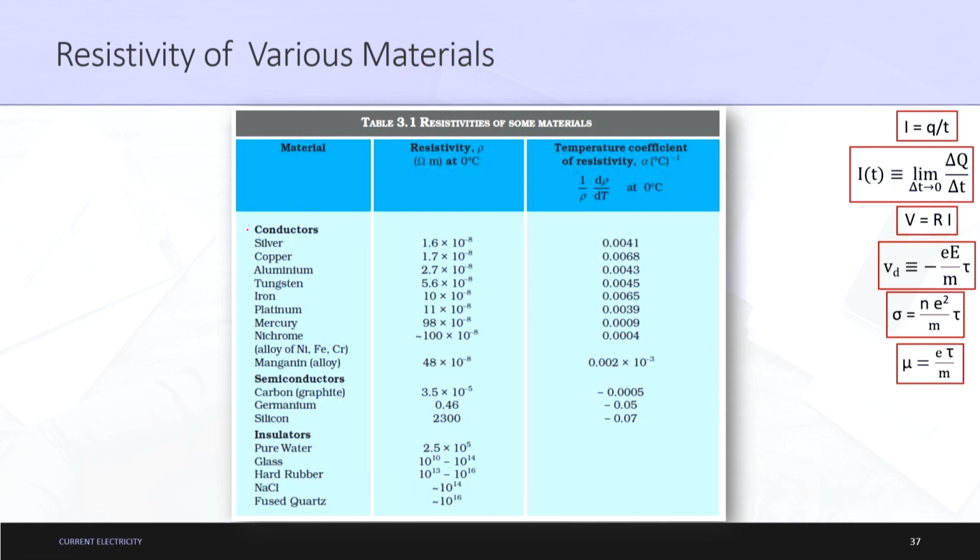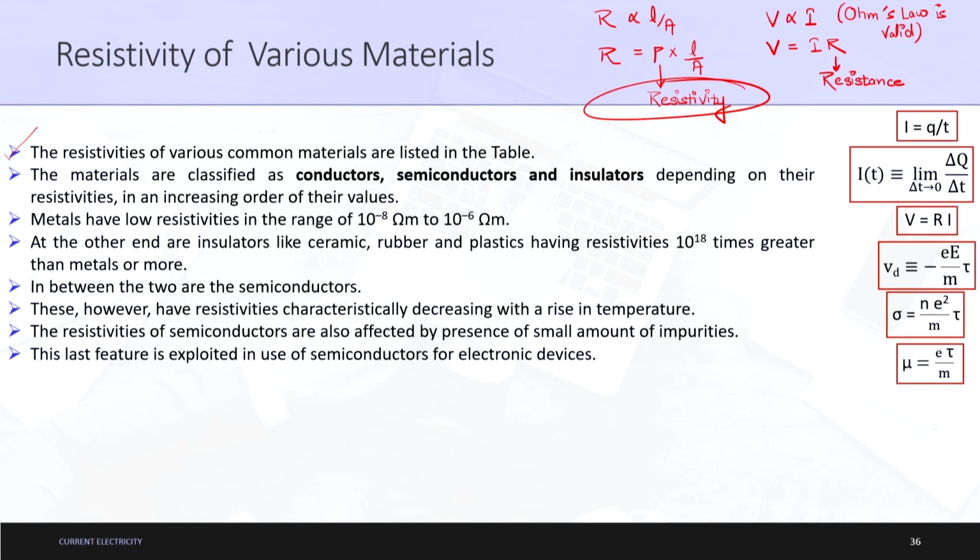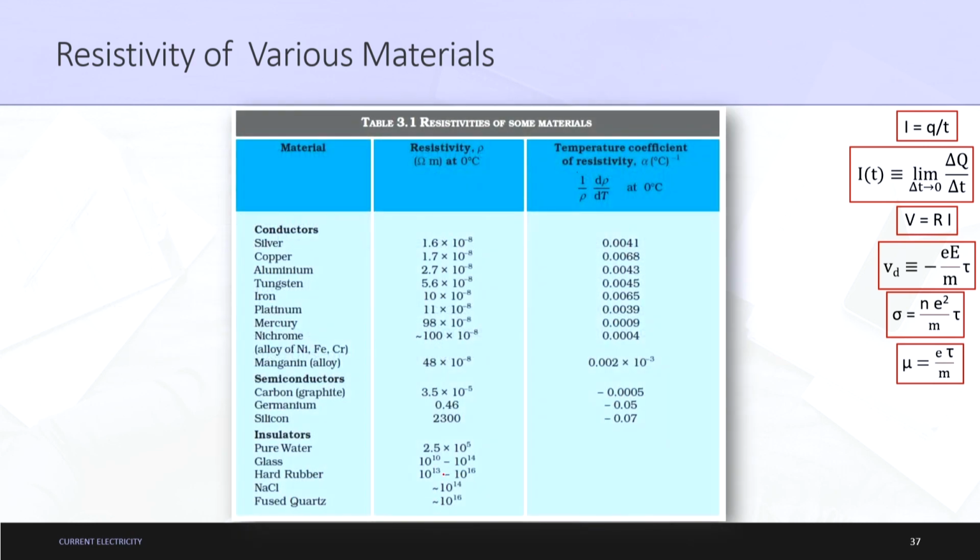As you can see, some are conductors, some are semiconductors, and some are insulators. As we already know, conductors have the most free electrons, so that collisions could occur. Then it is followed by semiconductors, and the least are the substances called insulators. So, the materials are classified as conductors, semiconductors and insulators depending on their resistivities in increasing order of values, quite evident. The maximum value will be for an insulator, and the minimum value of resistivity would be for conductors.